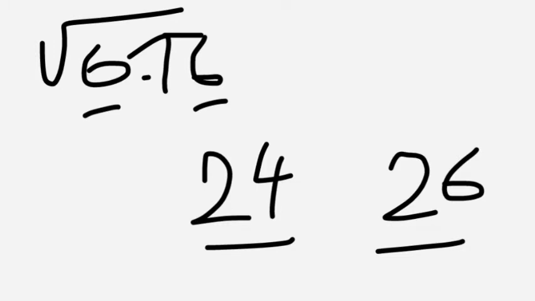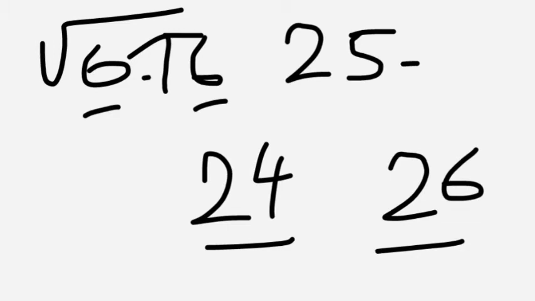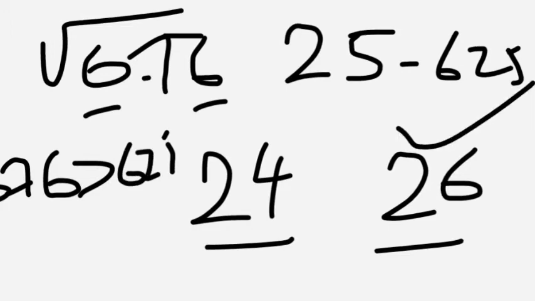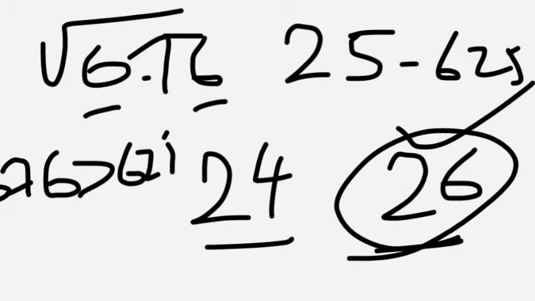We already know how to calculate the square of a number ending with 5: we take the successor and add the suffix 25. So 25 square would be 625. The number 676 is greater than 625, so we have to take the greater value here. So root 676 is 26.